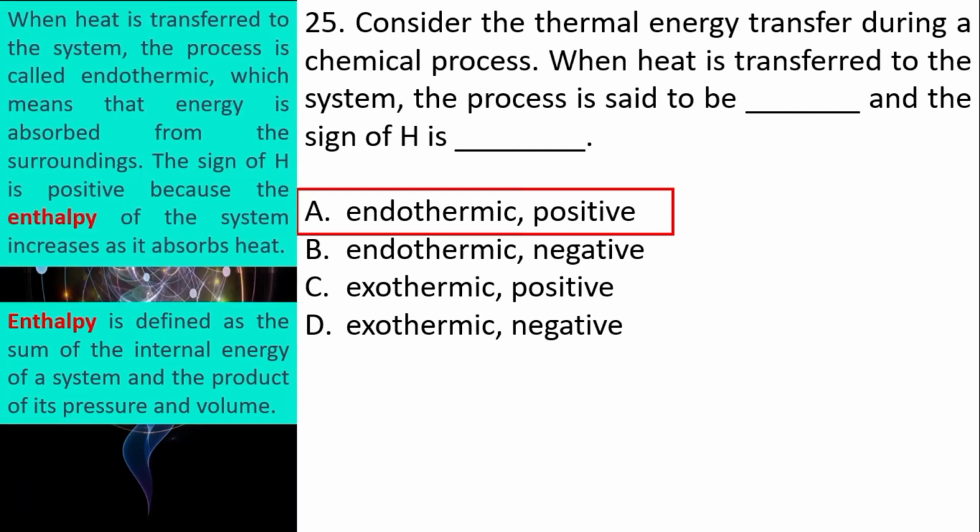Okay? So, again, when heat is transferred to the system, the process is called endothermic, which means that energy is absorbed from the surroundings. The sign of H is positive because the enthalpy of the system increases as it absorbs heat.